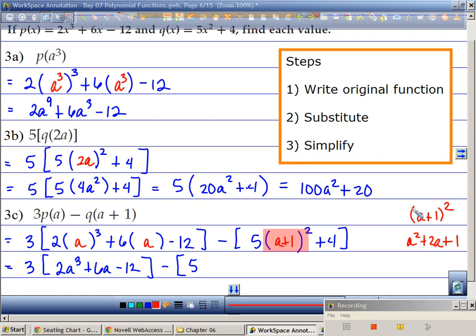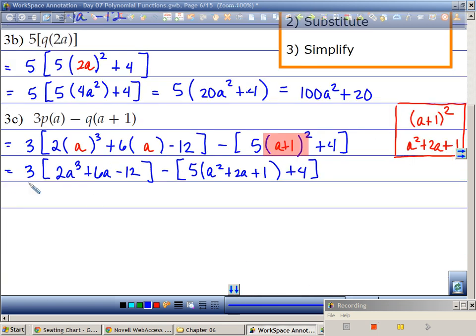Okay? So if you can't do that in your head, you just need to come over here and write yourself a little side note. Make sure that you get it right. Because if you get one thing wrong, the whole thing's wrong, right? Especially because you have to start at the beginning like that. So now I've got 5 times the quantity of a squared plus 2a plus 1 plus 4. Moving on, I can go ahead and distribute that now, right? So 3 2a cubes is 6a cubed plus 18a minus 36.